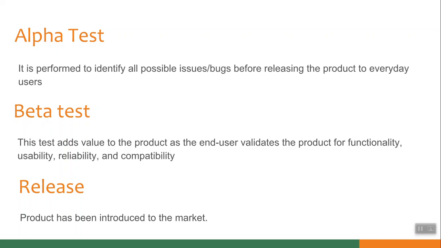Beta testing comes after alpha testing. It can be considered as a form of external user acceptance testing. Versions of the software, known as beta versions, are released to a limited audience outside of the programming team. Beta testing adds value to the product because the end users or intended real users validate the product for functionality, usability, reliability, and compatibility. When an application or product perfectly passes all these phases, then comes the release phase.